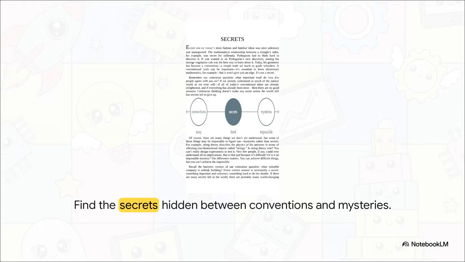Imagine a spectrum. On the far left, you have conventions. These are things that are easy, things everyone already knows. There's no edge there. On the far right, you have impossible mysteries, like string theory, things that might literally be impossible to figure out or test. But the sweet spot? It's right in the middle, the secrets.